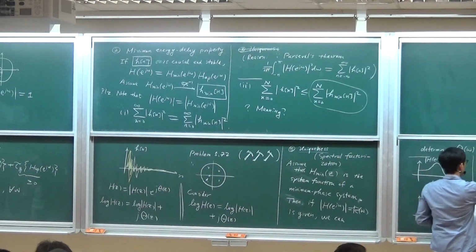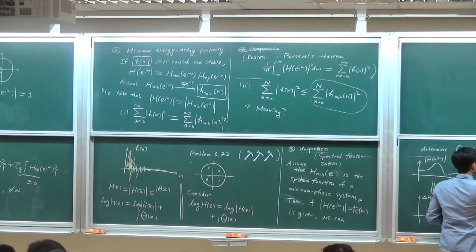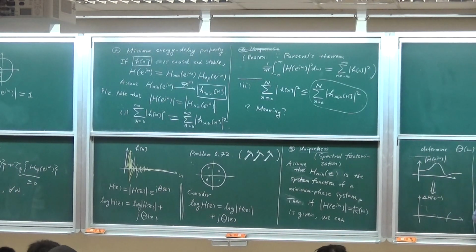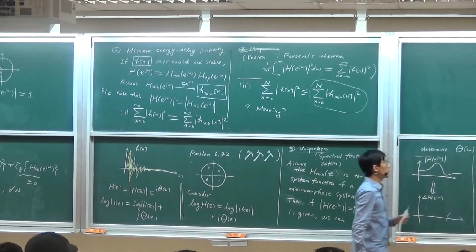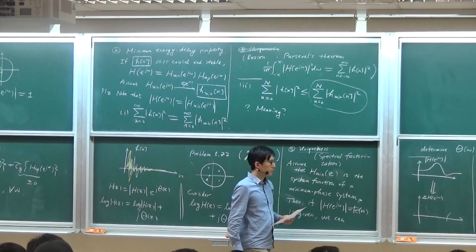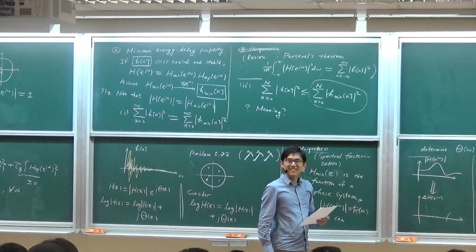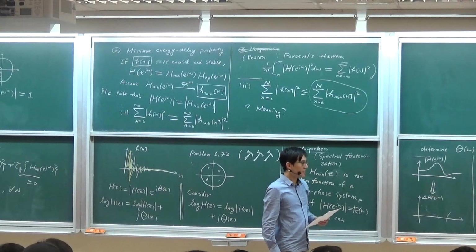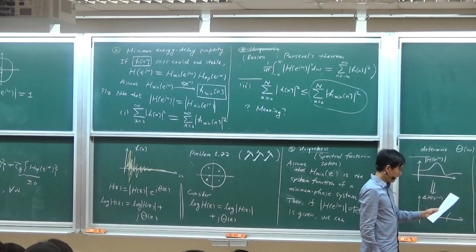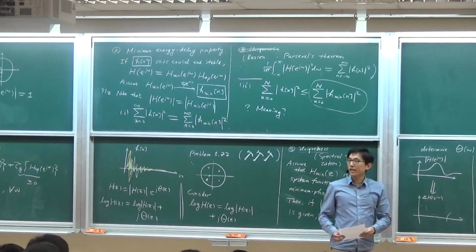So let me just move here. First step, log. Taking the log of h of z, we have log of the absolute value of h of z plus j theta of z. J is theta of z. It's raining outside. Okay, j theta of z. And the second step, okay.